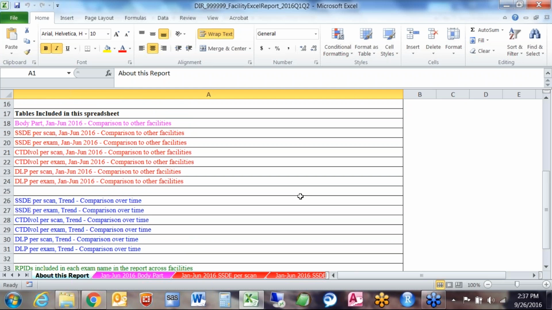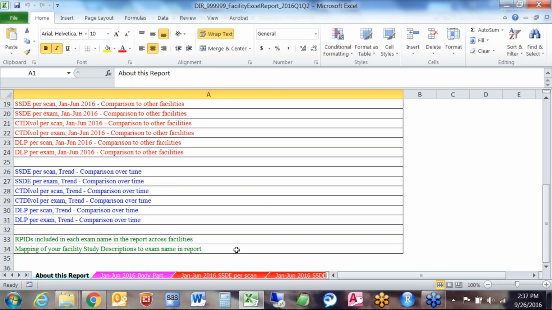The first part is the pink part, which is comparisons by body part to other facilities. Then comes the red part, which is all dose indices. The blue part is all comparison over time, or trend. And then the green parts, some find kind of mysterious to use, but these are PIDs and how other facilities are mapping into them. Most facilities do not know about this, but it is very interesting and important if you are having some mapping issues, and I will show you how you can use it.